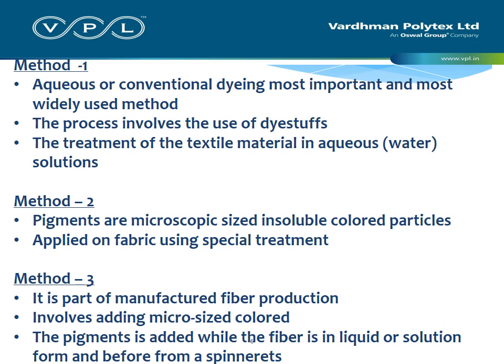Method 1, aqueous or conventional dyeing is the most important and most widely used method. This process involves the use of the dye stuff and the treatment of the textile material in aqueous solution.